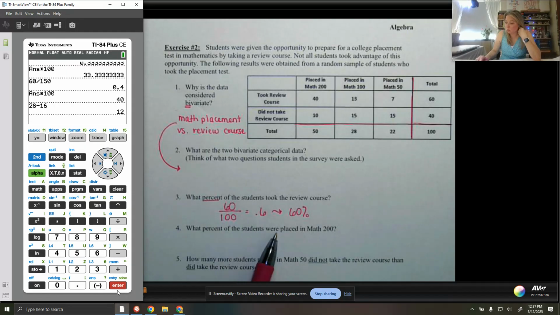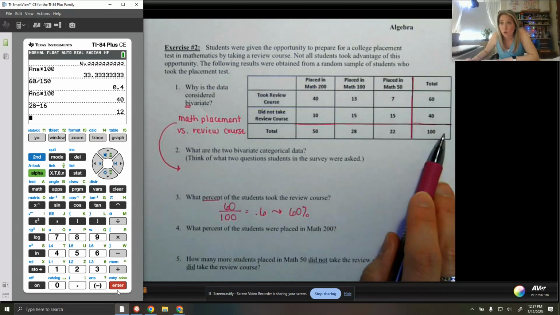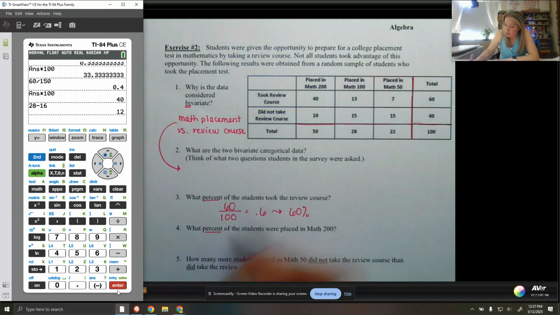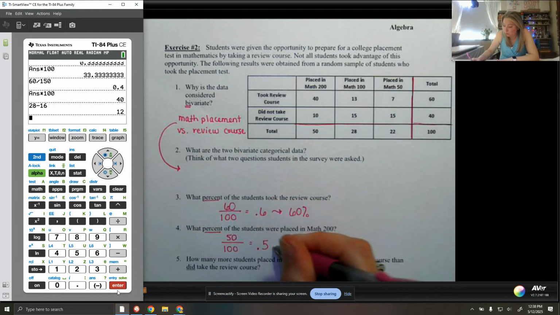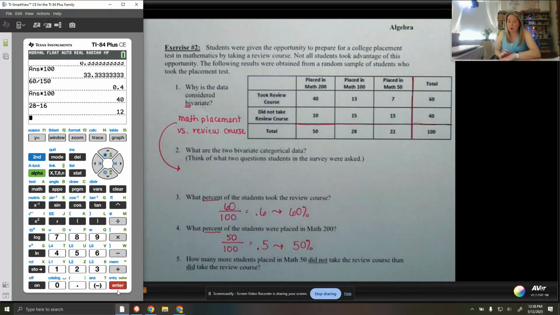What percent of students were placed in Math 200? Okay, another nice easy one, because 100 is our total. This makes figuring out these percents real nice and easy. 50 people were placed in Math 200 out of 100 total surveyed. If I do the actual division on that, I get 0.5, but of course we know that is 50% of our population that was asked.